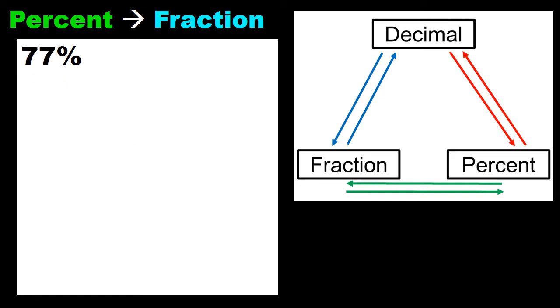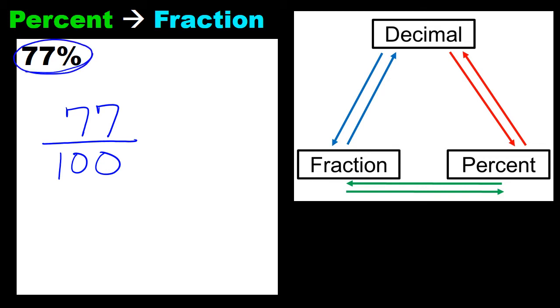So what about 77%? We know that we're going to write this as a fraction out of 100. So 100 is the denominator, 77 is the numerator. And for this fraction right here, I don't need to simplify. So I can say that 77% written as a fraction is the same as 77 over 100.